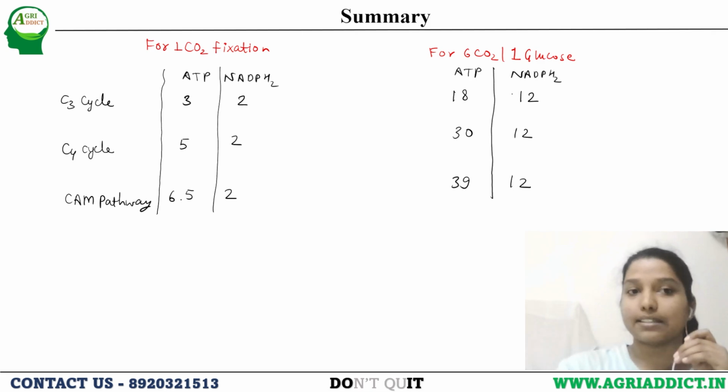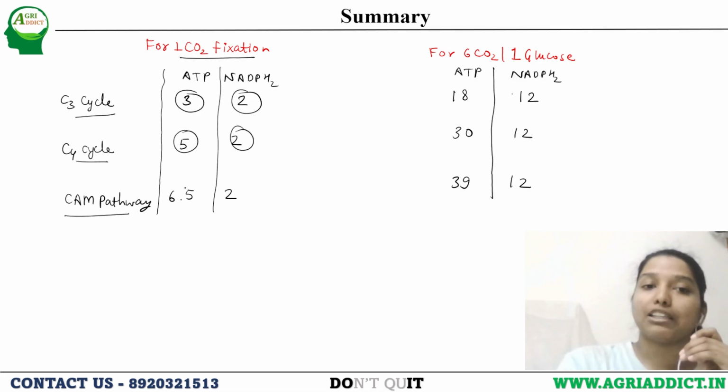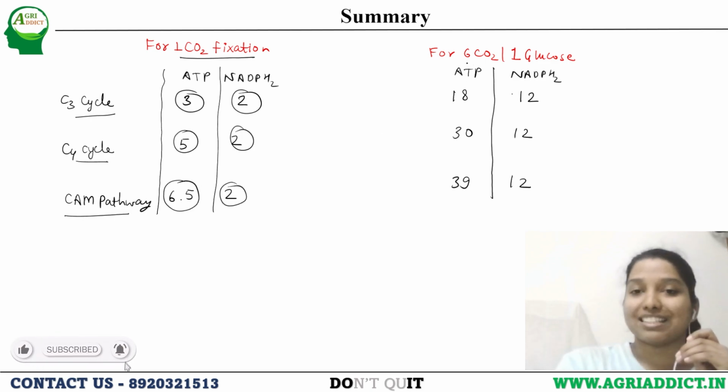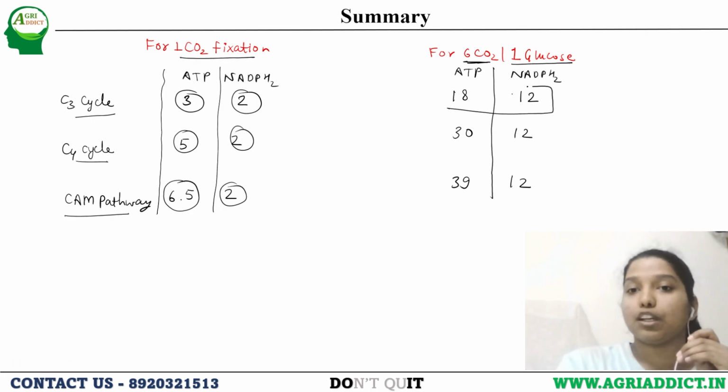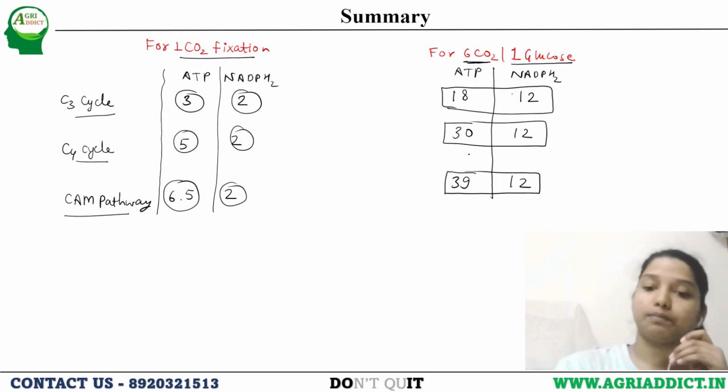Next, let's see a summary. For fixation of 1 carbon dioxide in C3 cycle, we need 3 ATP and 2 NADPH2. Whereas for C4 cycle, we need 5 ATP and 2 NADPH2. In case of CAM pathway, we require 6.5 ATP and 2 NADPH2. So for fixation of 6 carbon dioxide, or synthesis of 1 glucose, we need 18 ATP and 12 NADPH2 in case of C3 cycle, 30 ATP and 12 NADPH2 in case of C4 cycle, and 39 ATP and 12 NADPH2 in CAM pathway or CAM plants.